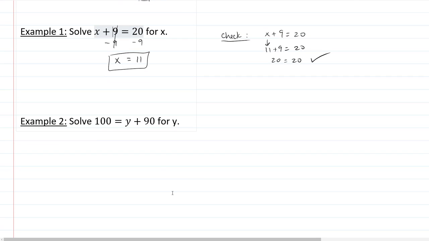Now let's go through another example. Solve 100 equals y plus 90 for y. Now y is on the other side of the equation, but it doesn't really matter because they're both the same quantity due to the equal sign. So why don't I subtract 90 from both sides, because that will get y by itself. So subtracting 90 from both sides, the 90s cancel here. I end up with y, an equal sign, and 100 minus 90 is 10. So y equals 10 is also a solution to this problem.